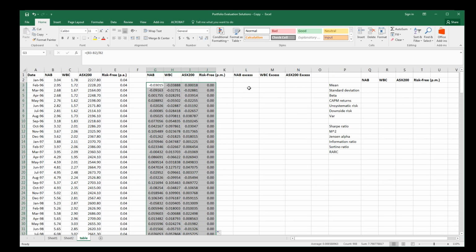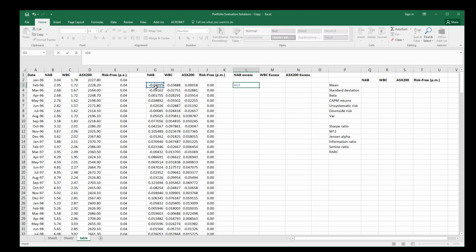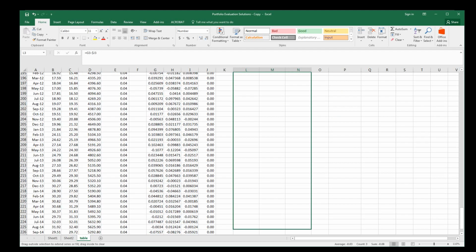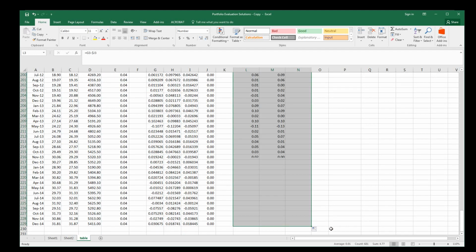Then we need to calculate excess returns, because for some of the components we need excess returns. So that's the individual return minus risk-free rate. Now, if you carefully look at this formula, J3, that's the risk-free rate, that will remain the same for the other two. So we will fix this column by putting a dollar sign here. Now we scroll it to the right once again and scroll it to the bottom to get excess return.